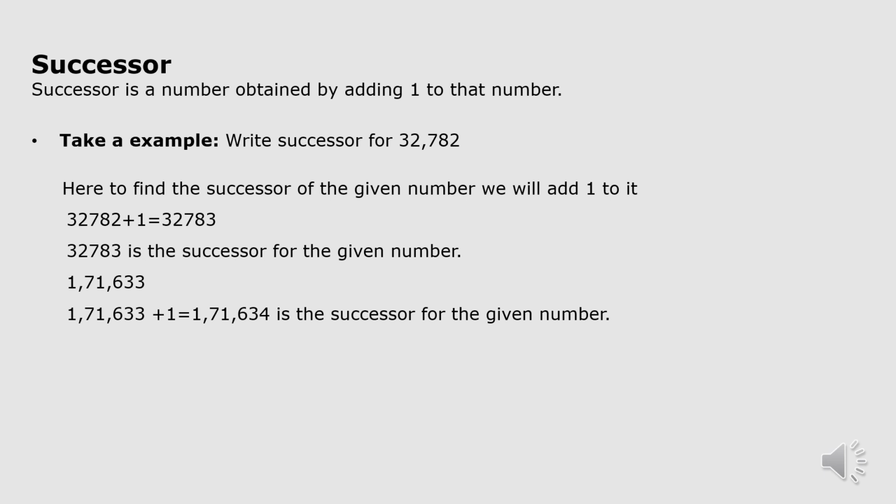Now, let's talk about successor. Successor is a number that is obtained by adding 1 to that number. For example, if you have to write the successor for 32,788, you need to add just 1 to the given number. So, 32,789 is the successor for the given number.